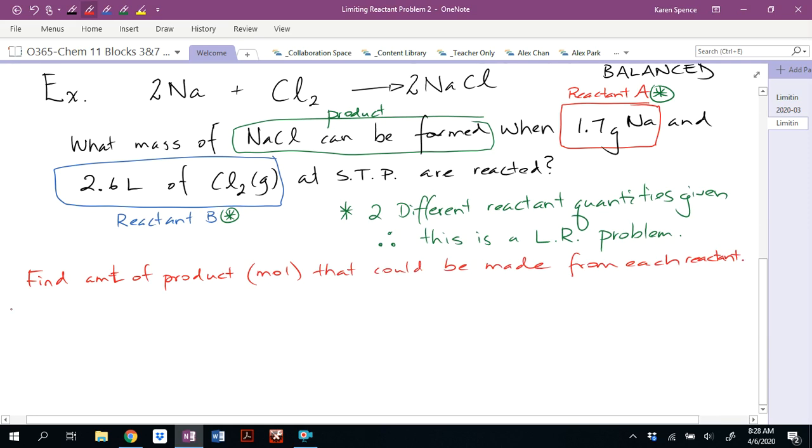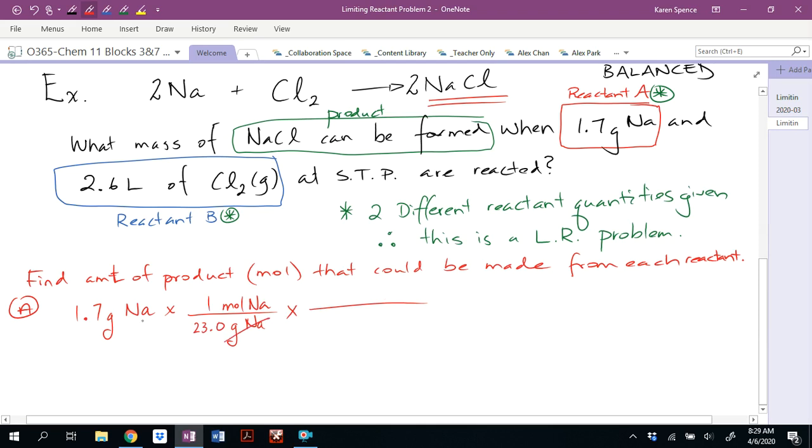So reactant A, that is our 1.7 grams of Na. And in this case, we only have one product, NaCl, so we're going to use that as our product. Always take your reactant and convert it into moles of reactant. Step 1, convert into moles of reactant. So we want to cancel grams of sodium and find moles of sodium. And the molar mass of sodium is 23.0 grams per mole.